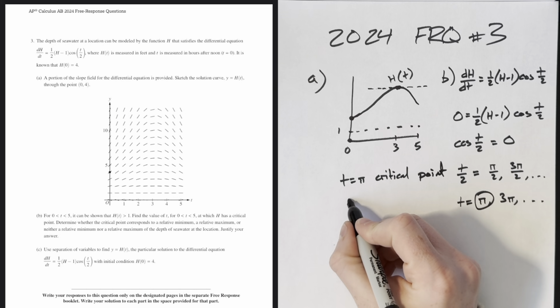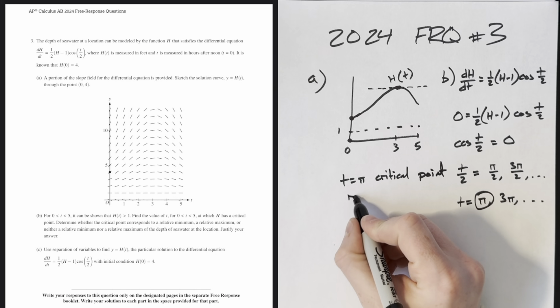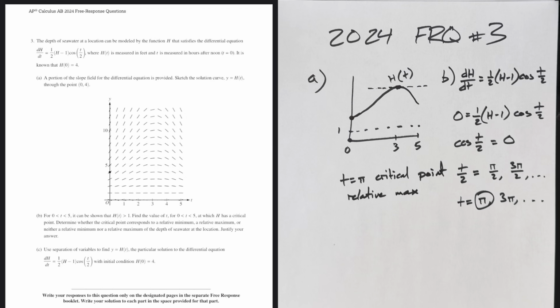And it is a relative maximum because it is at the top of our graph of this function, or you could also say our function goes from increasing to decreasing at t is equal to pi. That would be fantastic as well. But that would be our correct answer to part B.